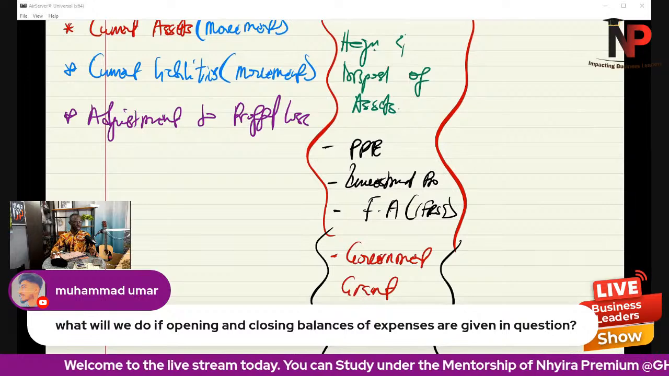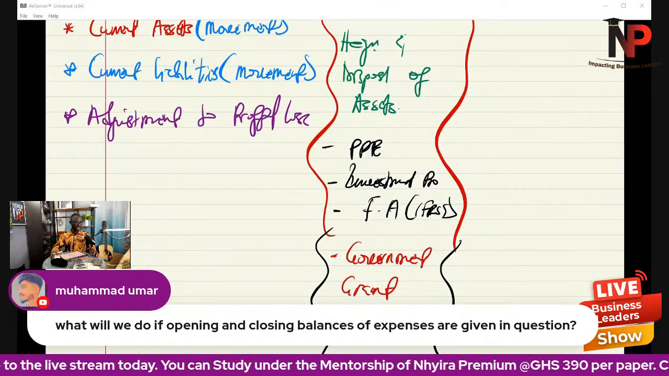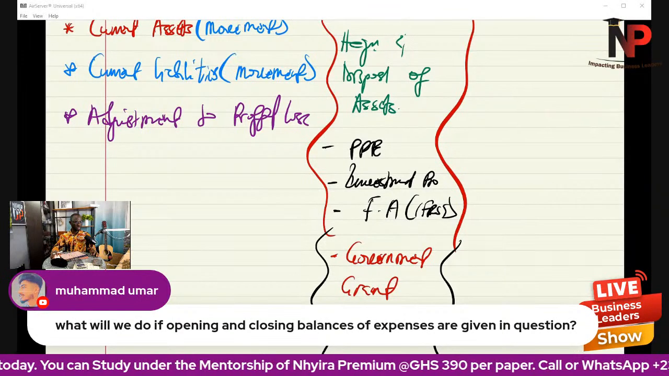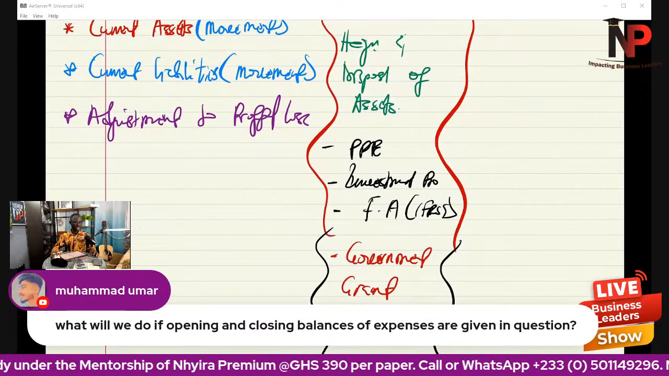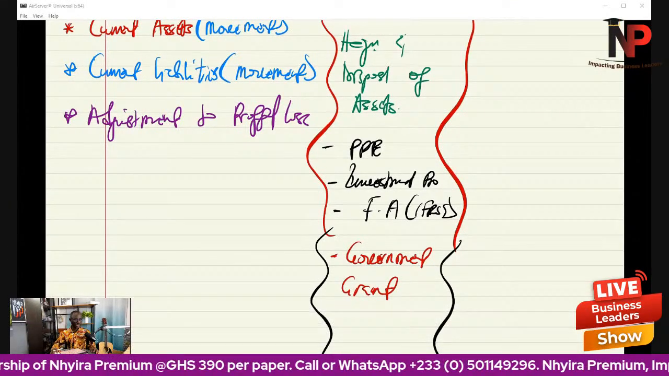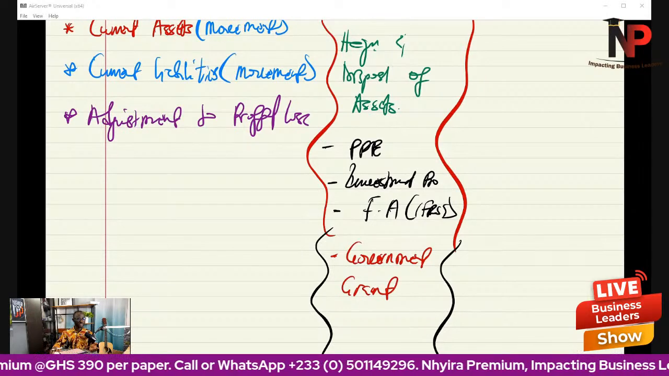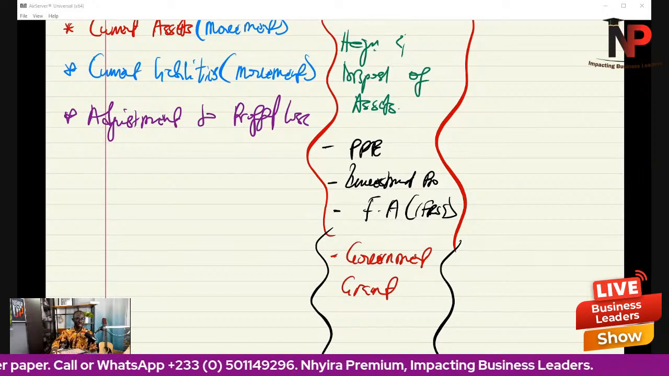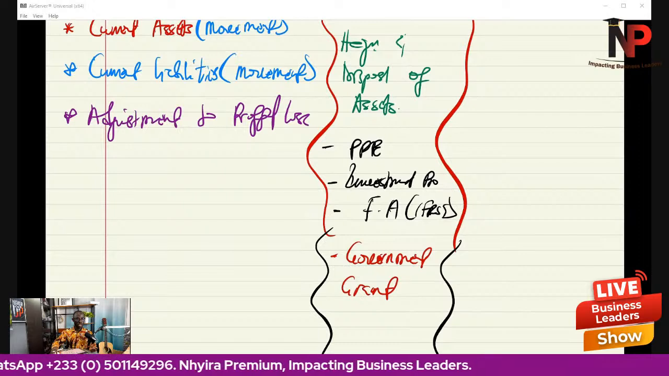What will we do if opening and closing expenses are given in question? When you say opening and closing expenses, what do you mean? I don't understand your question. You can contextualize that for me to know what exactly you're talking about as opening and closing.